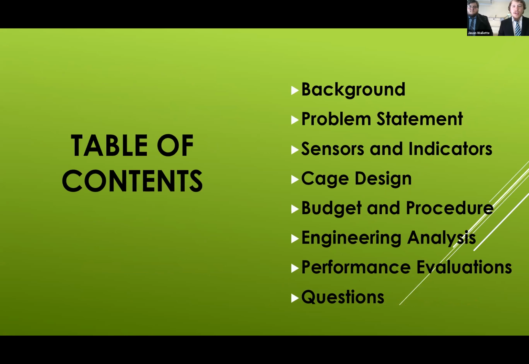First, we're going to take you through the background and let you know a little bit about Lamb Weston and the help from them. Then we're going to take you through our problem statement and give you an idea of the sensors and indicators that we used for this project, and then our cage design. Then we'll run you through both our budget and the procedure that we went through in this full design. Lastly, we will take you through some of our engineering analyses and the performance evaluations we did. At the end, we hope to give you a little demonstration and take any questions that you might have.